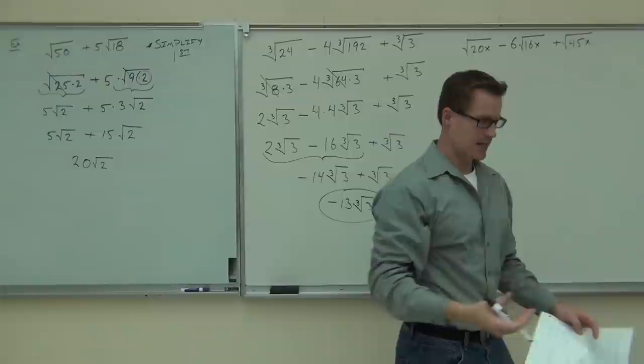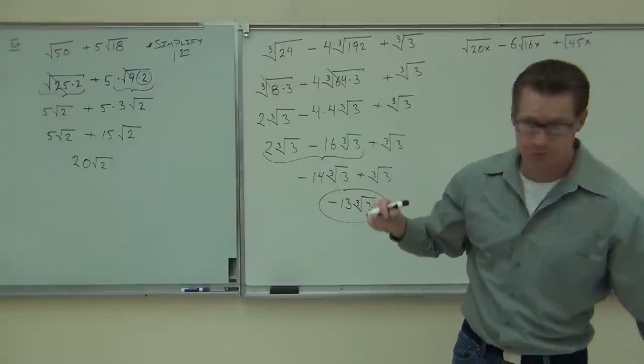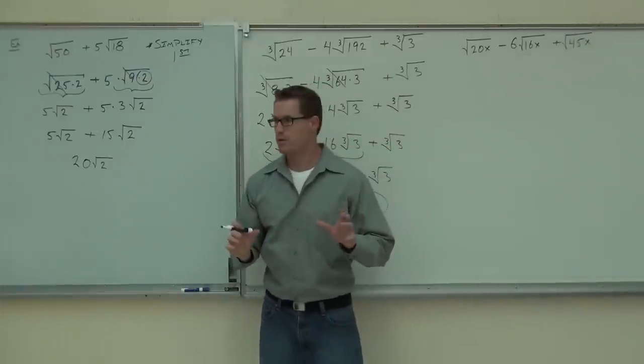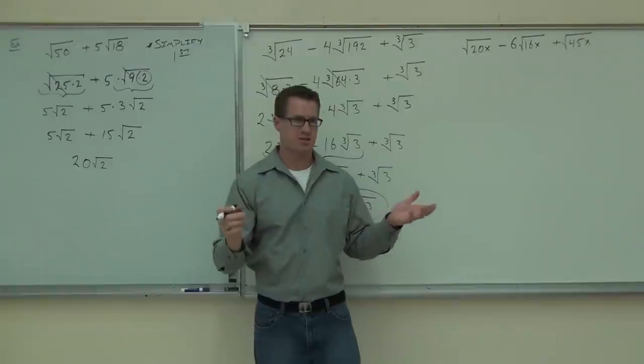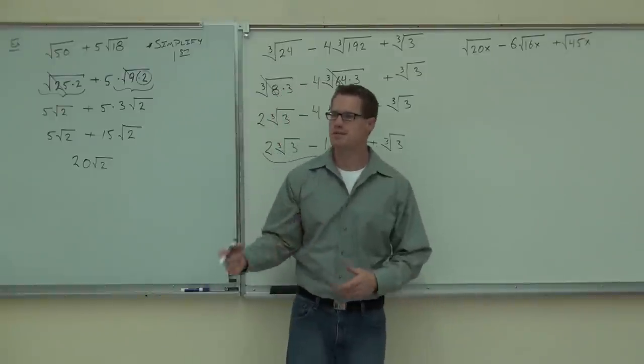Now, we haven't had any variables yet, well, except for the first one, which was already kind of done for us and which we simplified. But we can still simplify them the same way we would before. If the power is bigger than the root, we can simplify it. If it's not, then we can't, as far as the variable goes. The numbers will work the same exact way.